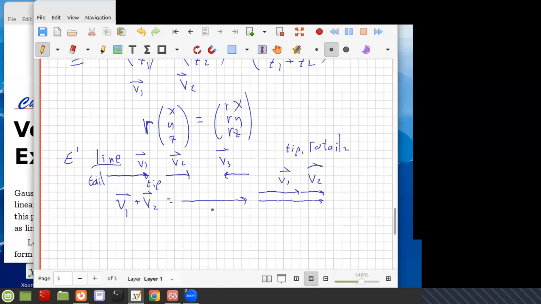It looks like you're just adding them, but something funny happens when you add V1 plus V3, because you do the same rule. 1, 2, 3, 1, 2, 3, 4, 5. Then I put this one up next to it, tip to tail, and it comes back here. And if I start here at the tail and go to the tip, this vector, the squiggly vector there, which is only 2 long, is V1 plus V3.